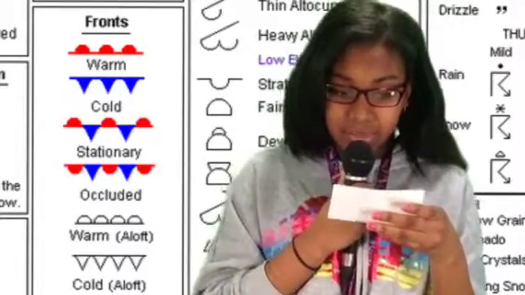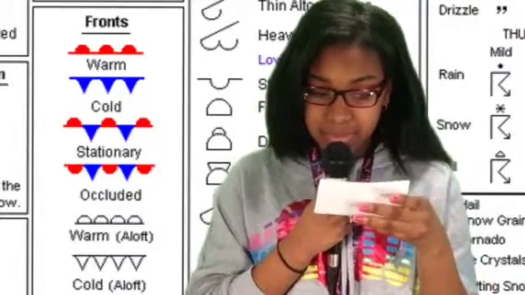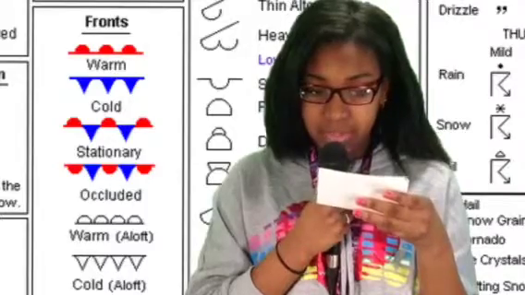The definition of a weather front. A weather front is a boundary separating two air masses. I already did that part.